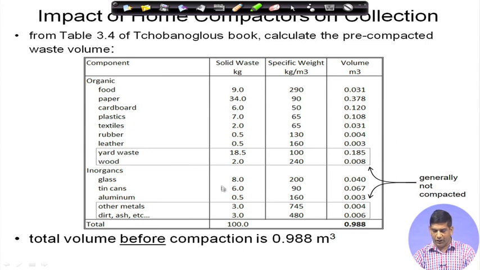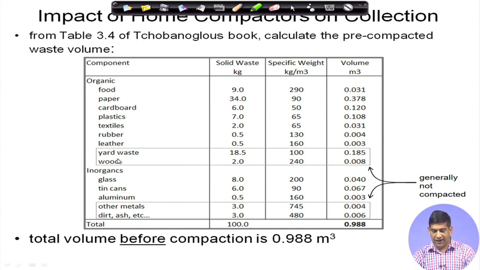These are the solid waste out of 100 kg based on their percentages. These are their specific weights, so we can calculate their individual volumes. We can say 100 kg is around 0.988 meter cube. This is based on their specific weight. This is uncompacted. We have not done any compaction yet.